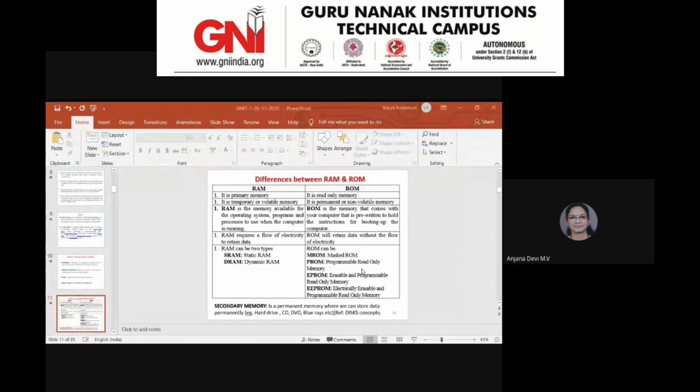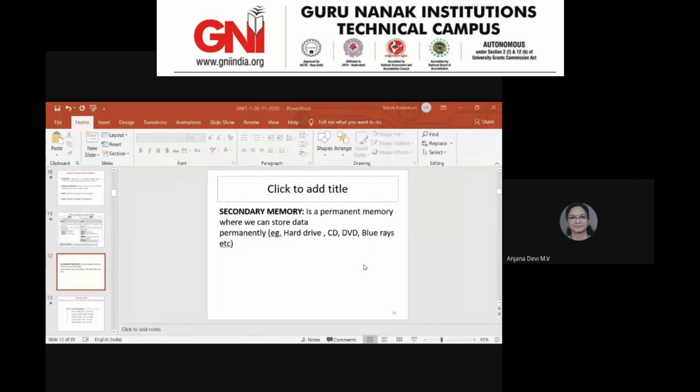What are the disks? CD, DVD, Blu-rays. Yes. These are the disks we are using to store the data permanently. Okay.